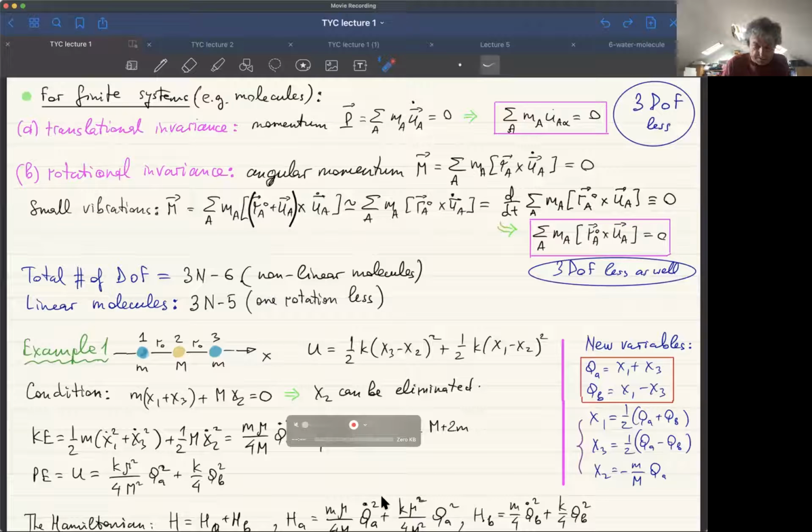I don't know why this appears. Why is this? Can you move it?